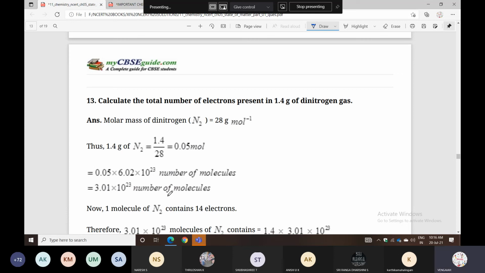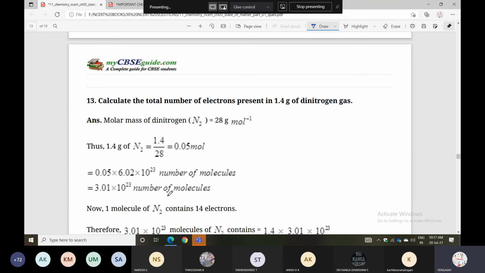Calculate the total number of electrons present in 1.4 gram of dinitrogen gas. They're asking the number of electrons. This will be based on the mole concept. So, molar mass you know. If you know molar mass, you can calculate the number of moles. If you know the number of moles, you can calculate the number of electrons also. So this is based on the mole concept model.